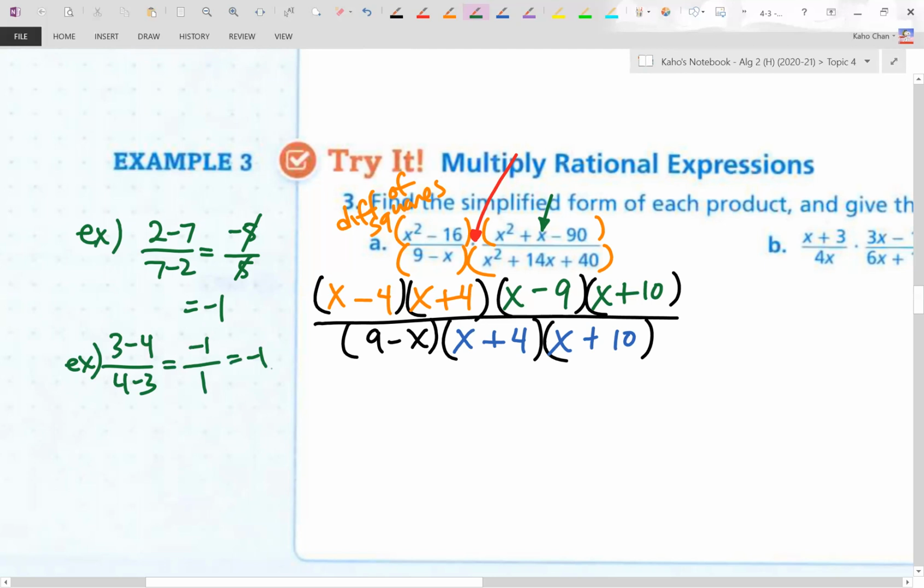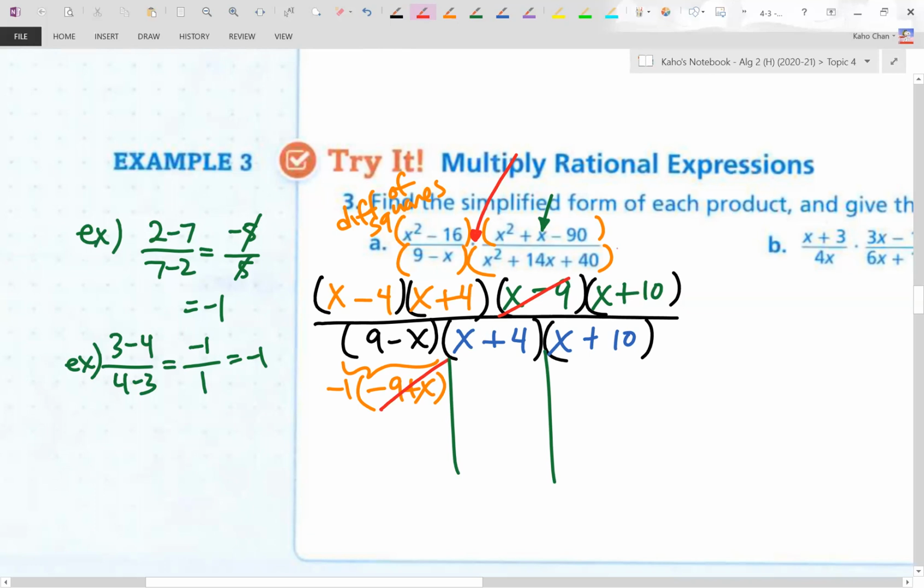It's a trick question. 9 minus x, I want you to factor out a -1. Isn't that strange and kind of spiffy? That'll give me -9 plus x. -9 plus x is the same as x minus 9. That will cancel.